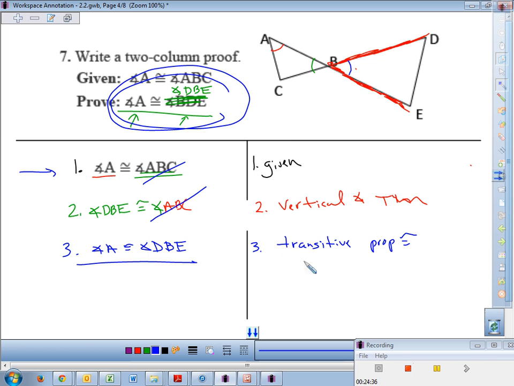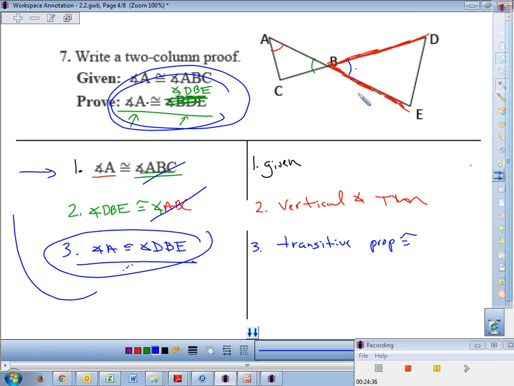Then, for however many steps you do, that's how many points this is worth. This is worth 6 points right here. Aren't there 3 here and 3 there? What will you end with every single time? If you start with a given, what will you end with every single time right here? Whatever you want to prove, right? There's also points for marking the picture correctly.